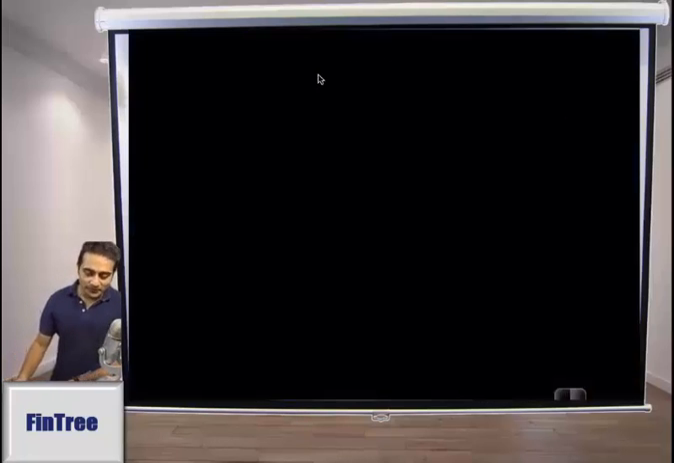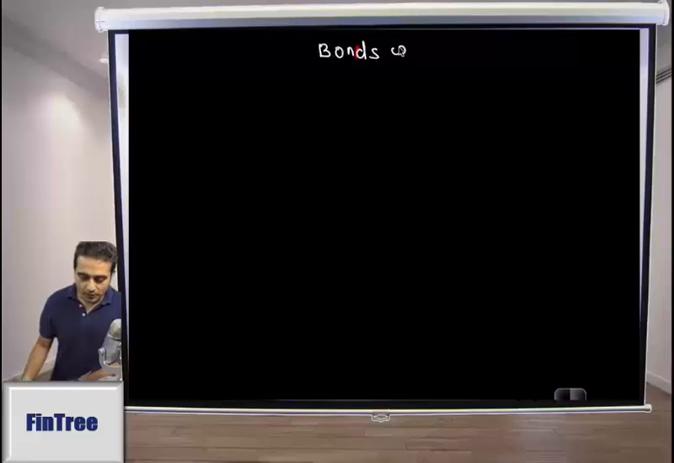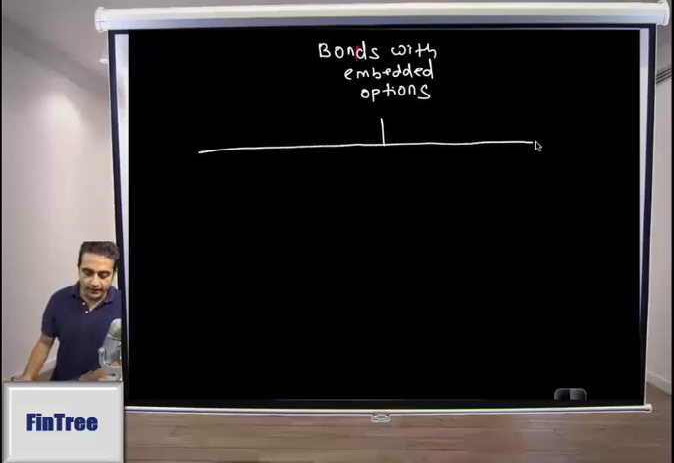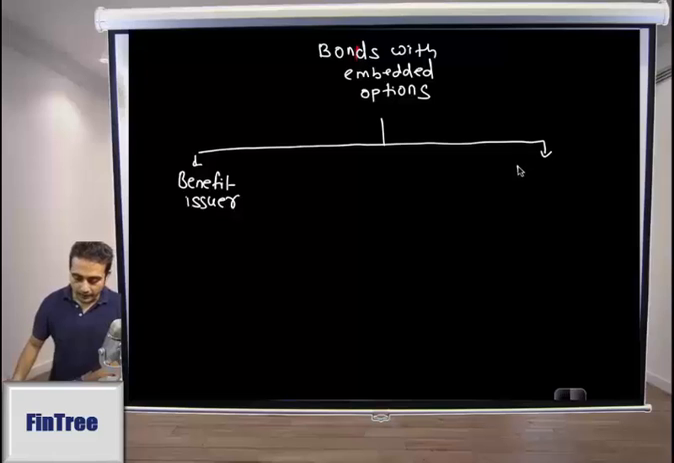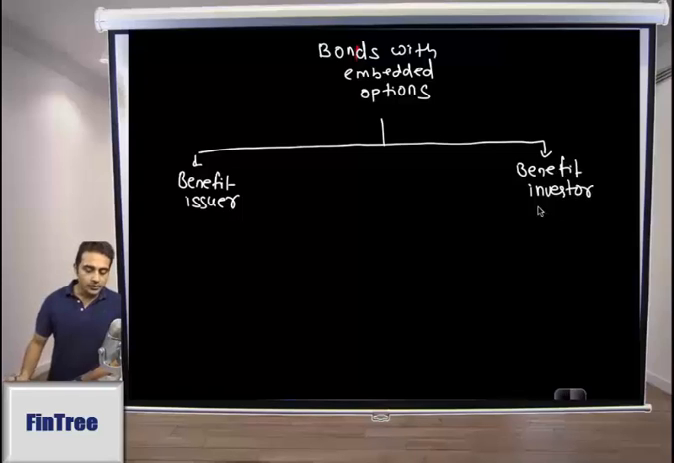Alright, so bonds with embedded options. Okay, so let's make a mighty large flowchart. Bonds with embedded options. Then we will roughly divide them into two large categories: the ones which benefit issuer and the ones which benefit investor.